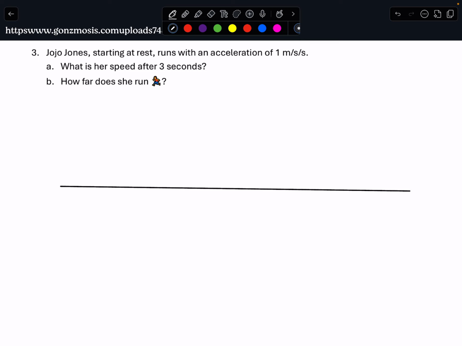And then here is JoJo Jones. Next she's going to run. So I'm going to write down some things that I know in terms of variables. JoJo Jones starts at rest. That means that V naught is 0 meters per second. And then she has an acceleration of 1 meter per second squared. Well, that's A, acceleration.